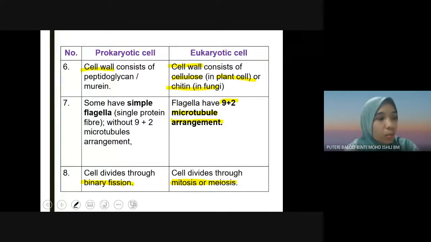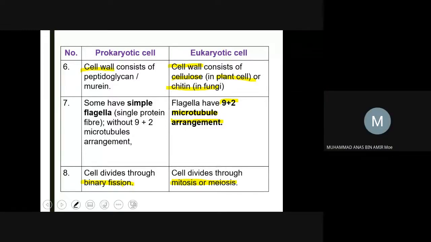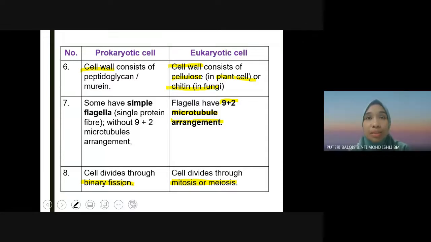Okay. What is the example of eukaryotic cell? Anas. Yeah, Anas, example of eukaryotic cell. Animal cell. Betul? Animal cell, lagi satu?